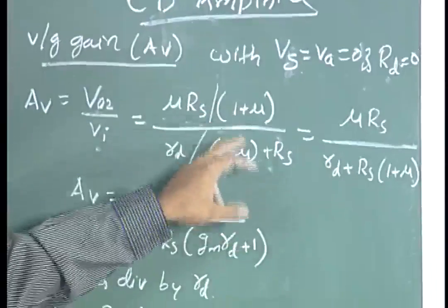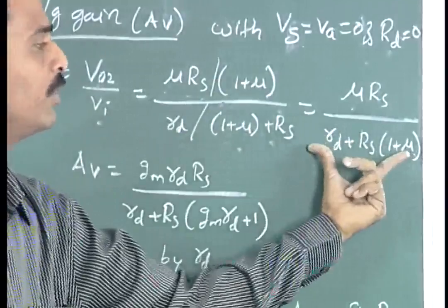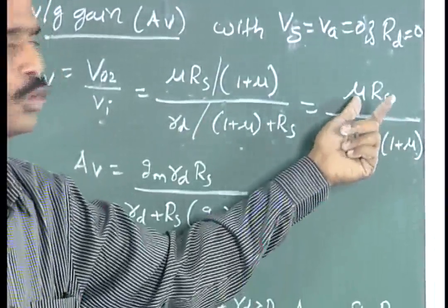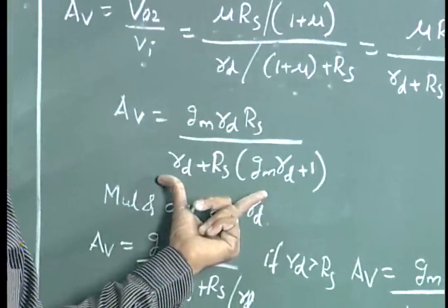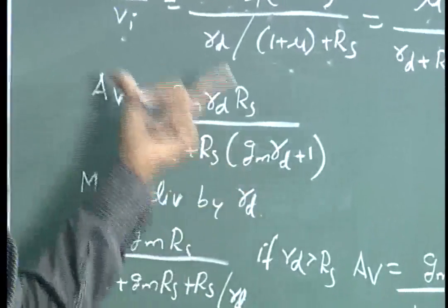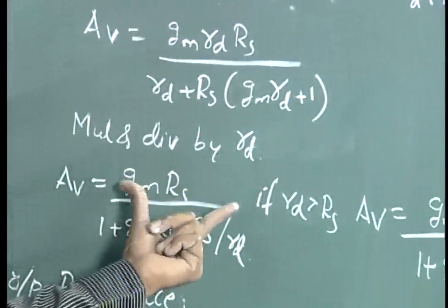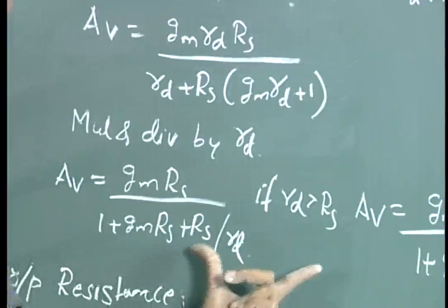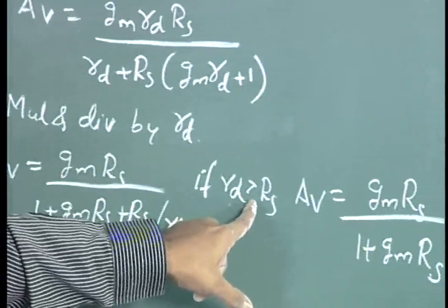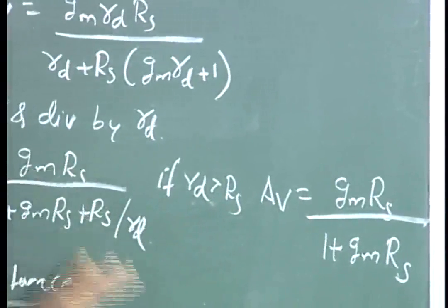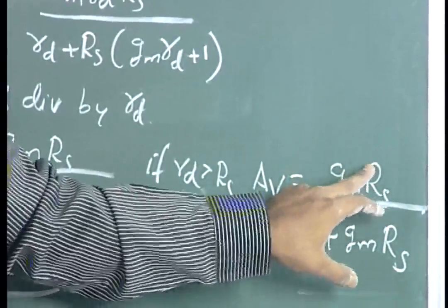Taking this to the numerator and that to the denominator, we can get the simplified form of this expression. Now once again substituting mu equal to GmRd, to get a simplified form, once again it has been multiplied and divided by 1 by Rd, so it is the final value of the voltage gain. So as Rd is greater than Rs, then Rd will be neglected, and it remains only in terms of Gm and Rs. So that is how we can calculate the voltage gain.